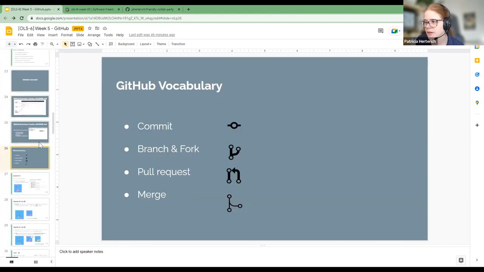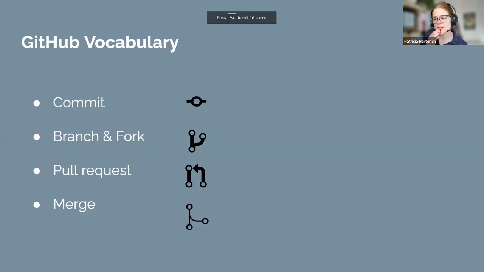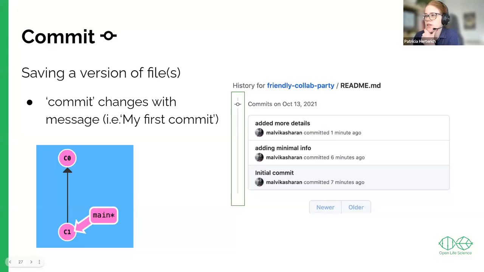I'm gonna jump into the vocabulary first, and then we can go back into slightly more active things on actually Markdown and pull requests. Because the thing that is probably most Git and GitHub specific is the terminology, and commit actually was on there. So here we go again.